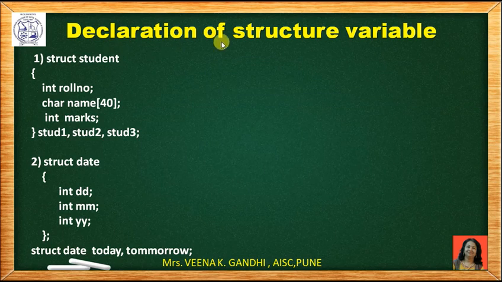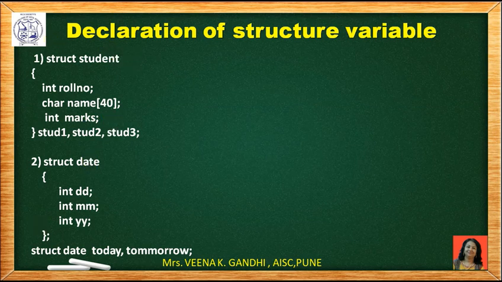Now, how to declare the structure variables? There are two ways to declare structure variables. In the first method, suppose student is a structure having roll number, name, and marks as the members. So we define a structure with the struct keyword, then the tag, student. Opening braces, int rollno, char name of 40, where name is an array of 40 characters, and int marks. After the closing braces, instead of giving a semicolon, we create the variables here only. So stud1, stud2, and stud3 are the variables or instances of struct student.